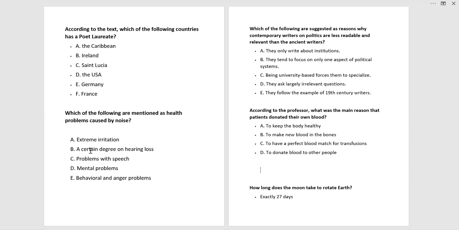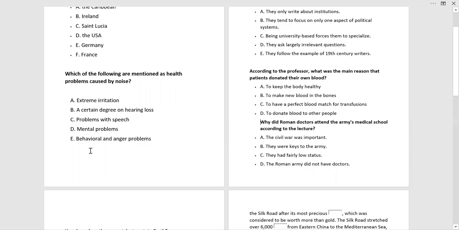Okay, so the answer to the question you just did is C: the main reason for patients donating their blood is to have a perfect blood match for transfusions. Right, that's the answer here. And here you go with the last question.